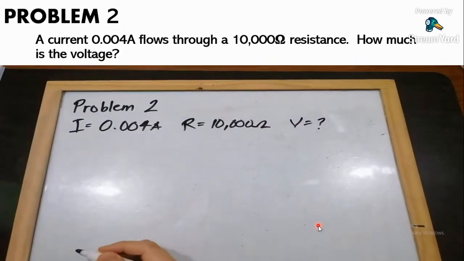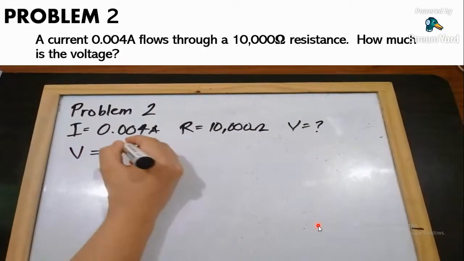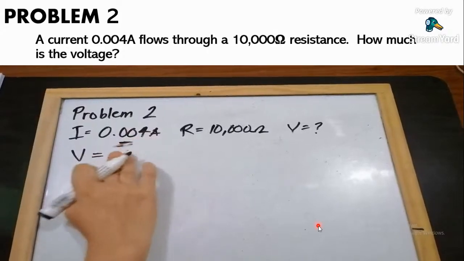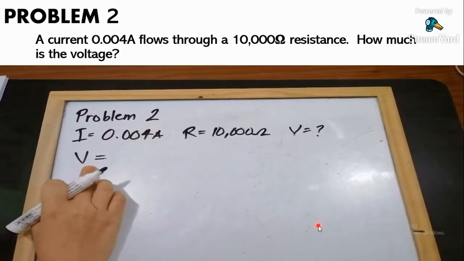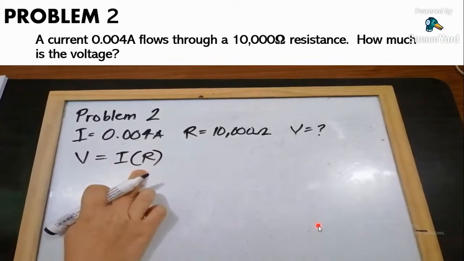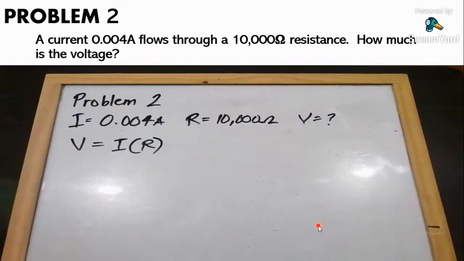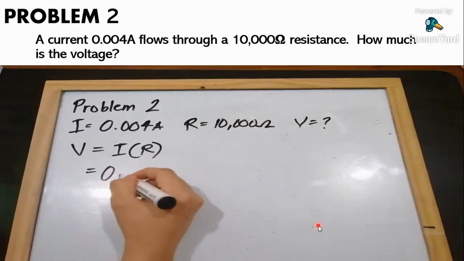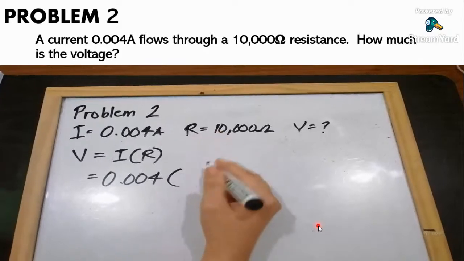Now, ano yung formula natin? So, ang formula natin for that is voltage equals current multiply to the resistance. Okay? So, multiplication yung involved natin na operation. So, substitute natin yung given. So, sa current, meron tayong 0.004 multiply by 10,000.